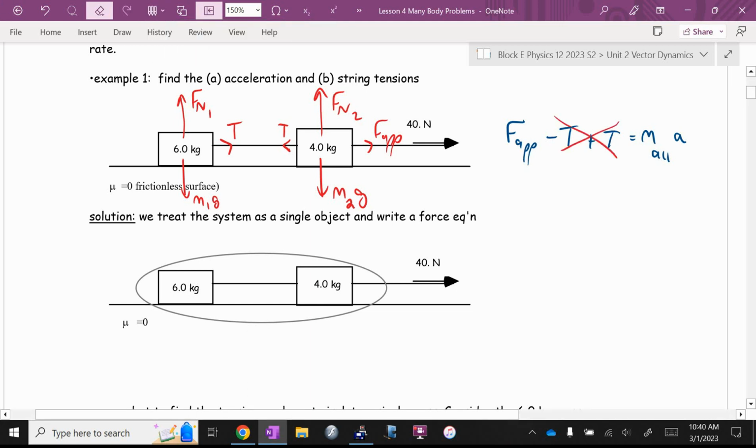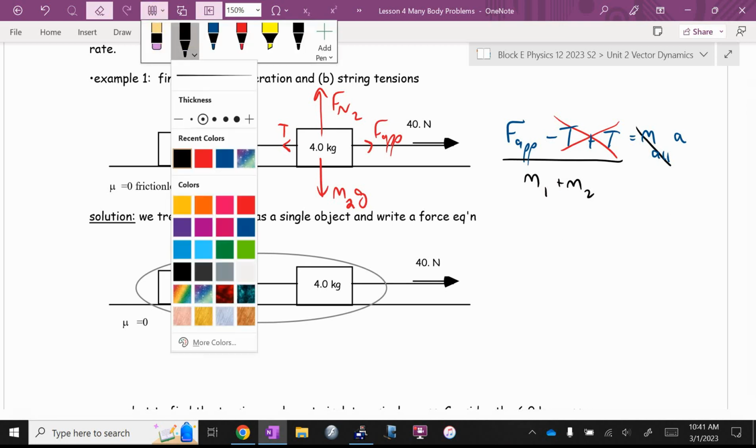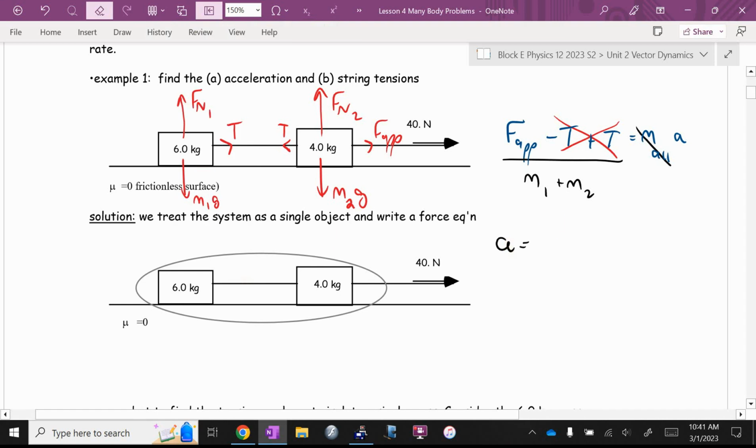And in fact, it wants me to find the acceleration. I think I can just divide by, but instead of M all, I'll write M1 plus M2 because that's what M all actually means. We can start to plug in our numbers. A is going to be F applied 40 divided by 6 plus 4. In your head, without a calculator, what's 6 plus 4? 10. What's 40 divided by 10? Meters per second squared.